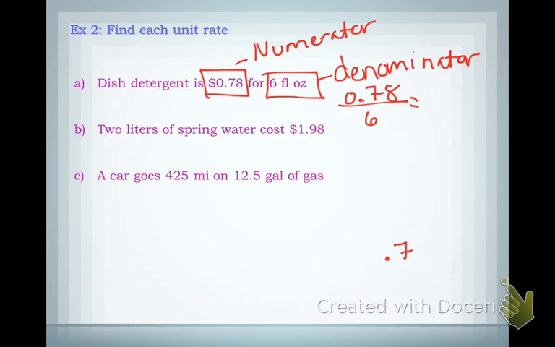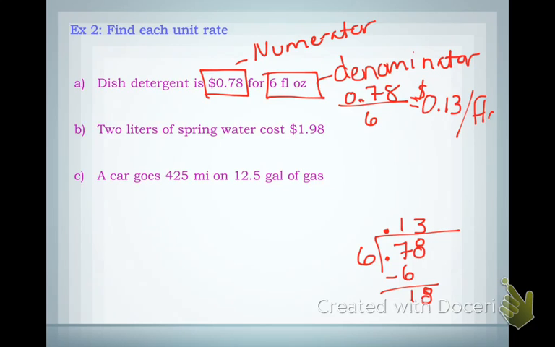If you forgot how to do that, you're going to put the bottom number, the denominator, on the outside and the numerator on the inside. So it's going to be 13 cents per fluid ounce. That's what they're asking for.